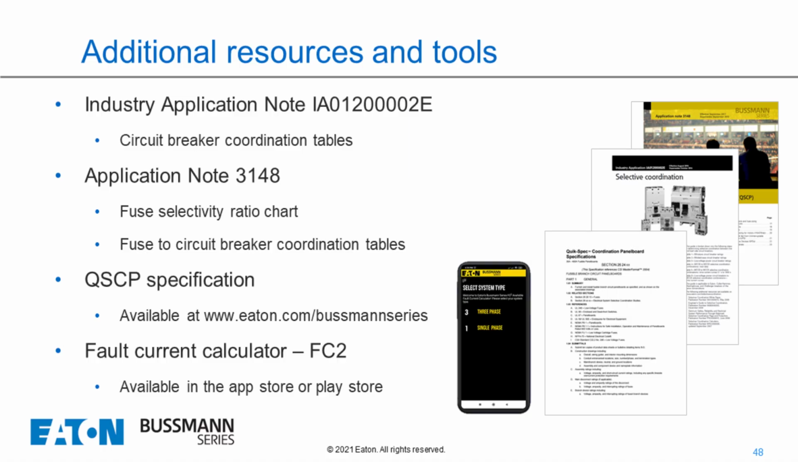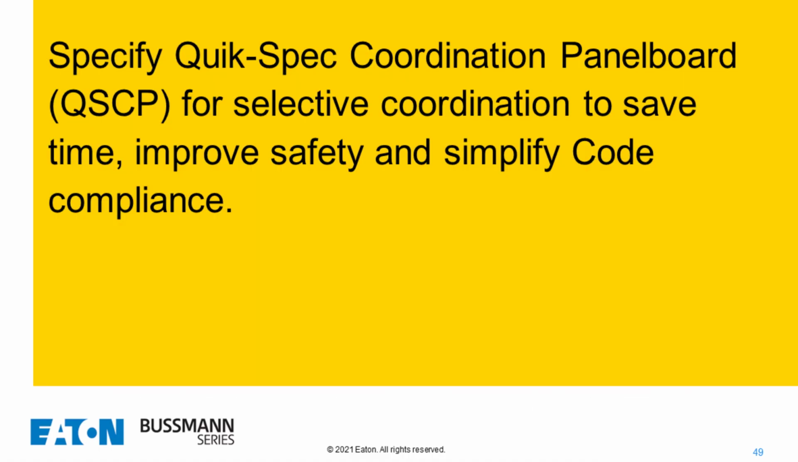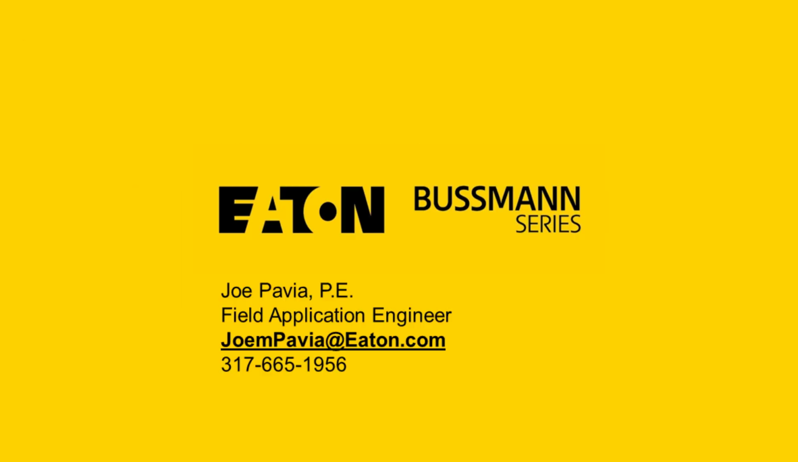And then finally, QSCP specifications. If you guys need it, you can always get in touch with Bussmann or shoot me an email. I'll be glad to send it out to you guys. And then we have a fault calculator, FC2, that helps you calculate the fault if you're in the field. So in general, Quick Specs solves a lot of your selective coordination issues as well as meeting the code.